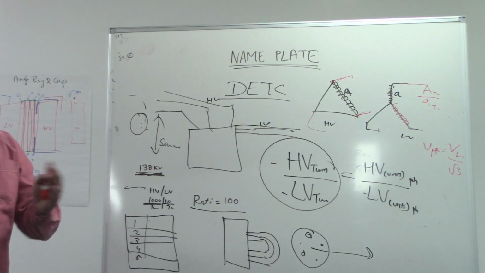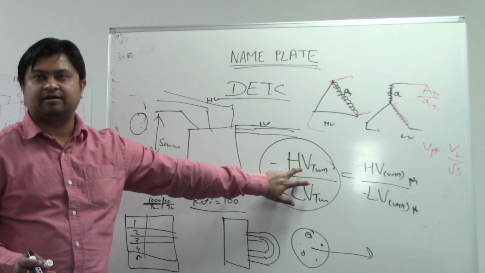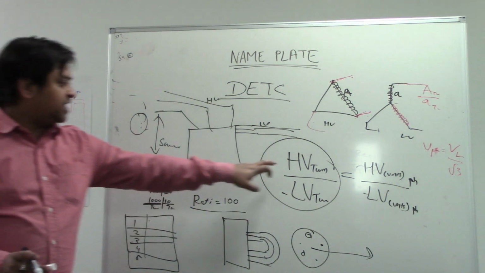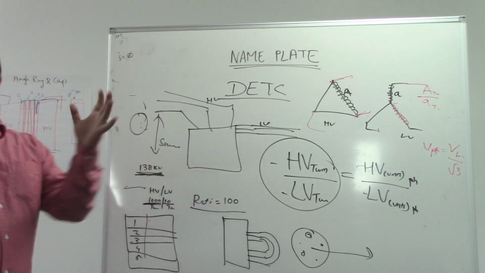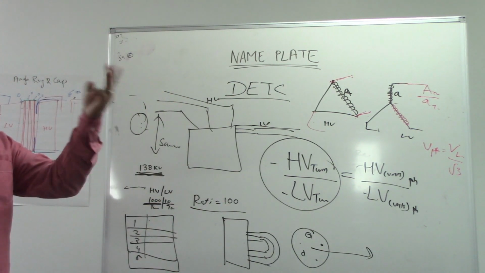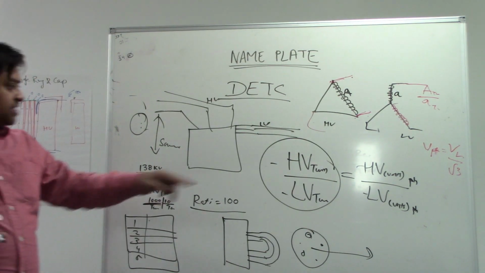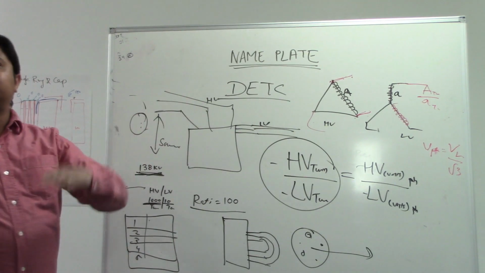Okay? By adding and subtracting your number of turns, you are actually changing the turn over here. Understood? If you change this turn, your ratio will also change, right? That's what you see when you test the unit. Tap number 1, tap number 2, tap number 3, 4, 5, different ratios. That's what you see: when you change the tap, your turns change.